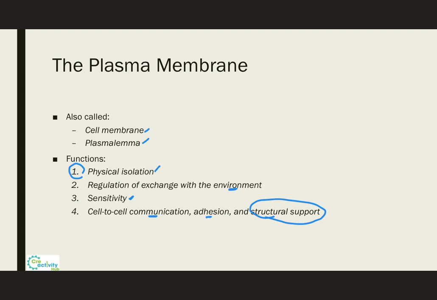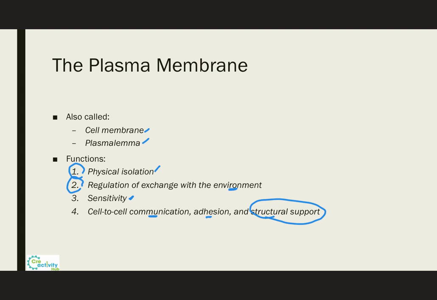With regards to regulation of exchange with the environment, it is not everything that a cell wants to have inside of it, and it is not everything that a cell wants to allow to go inside of it. Therefore, the plasma membrane will control the entry of ions and nutrients, and in exchange, it will eliminate waste products and also release certain secretory products through the secretory vesicles.